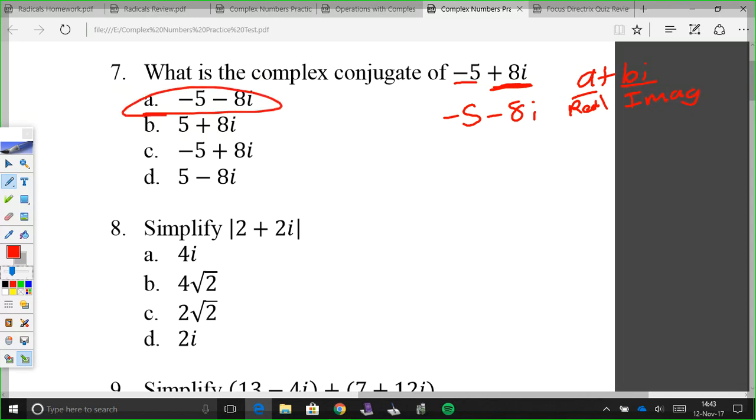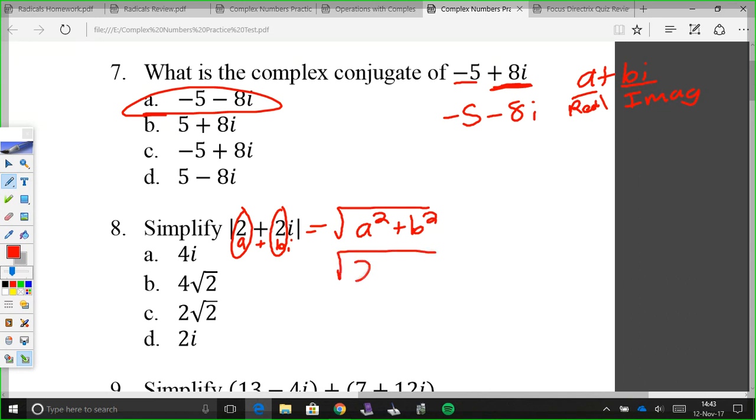Number 8, there's a formula. This is equal to the square root of a squared plus b squared. Now, this is my a. Remember, it's because it's a plus bi. So 2 is a, and 2 is also b. So I'm just going to plug them in.